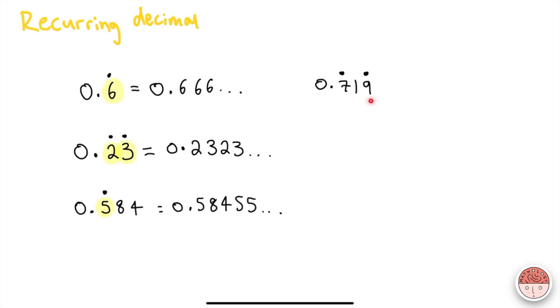Now, the last type of recurring decimal is when you have two dots in a range of digits. For this one, in between the repeating digits of 7 and 9, it means that the 1 is also repeating in the range. So the repeating pattern would be 0.719719, and so on.